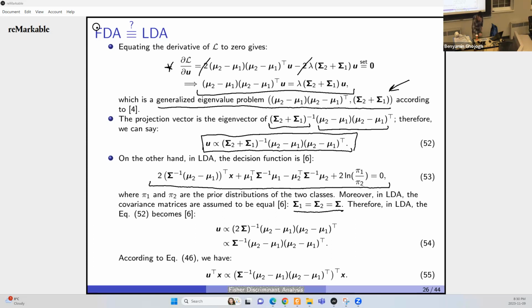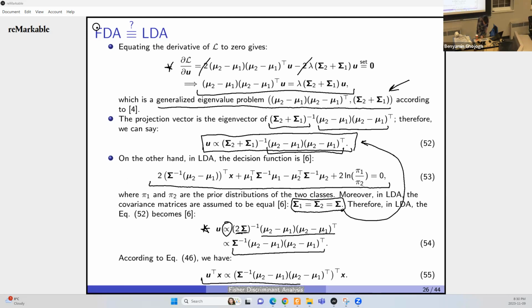Okay, now use this assumption of LDA in equation 52, which we found for FDA. Sigma 2 is sigma, sigma 1 is sigma, so it becomes 2 sigma inverse times this. I'm talking about proportional, so the 2 is not important and goes away. I know in FDA I have linear projection, U transpose X. I just found U is proportional to this. As a result, U transpose X is proportional to this, where I have X at the end.